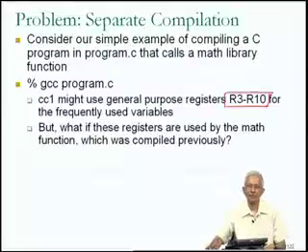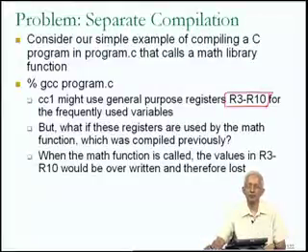Therefore, there is a problem here in that every time, from within my program.c, a math function is called during the execution of the program, values which were assumed would be available in R3 through R10 will disappear. They'll be overwritten by other values, and the program will not do what I thought it was going to do.